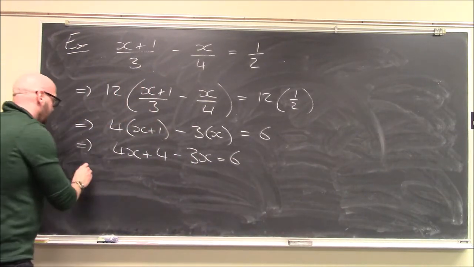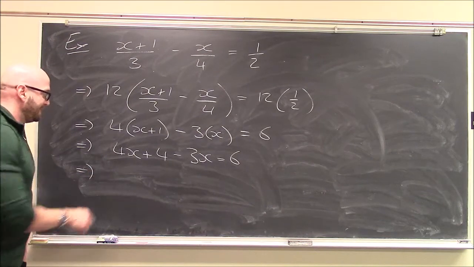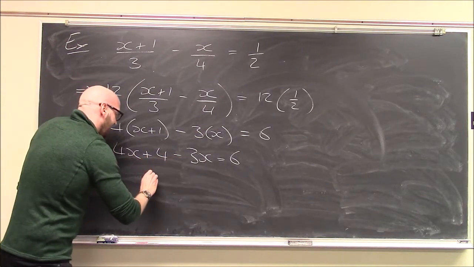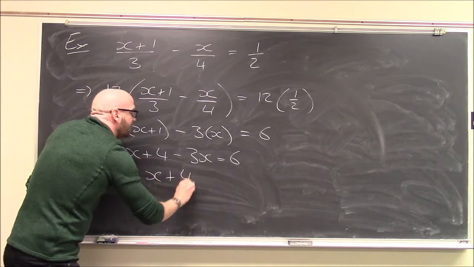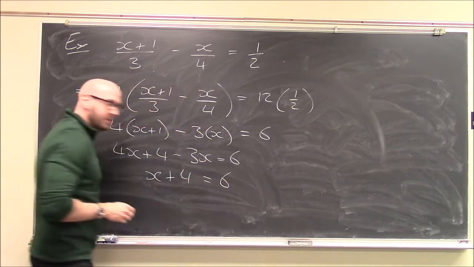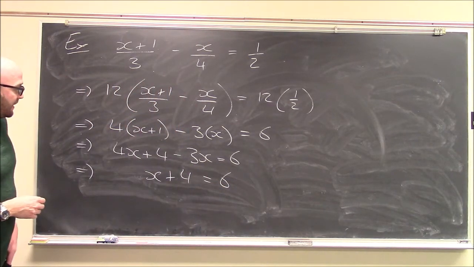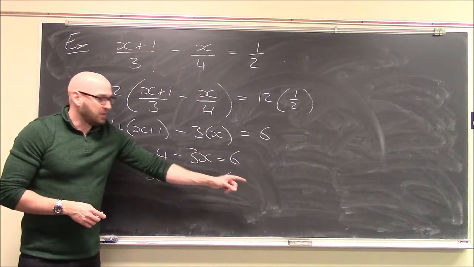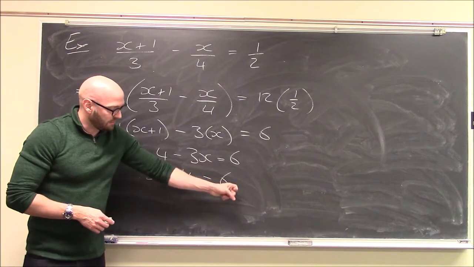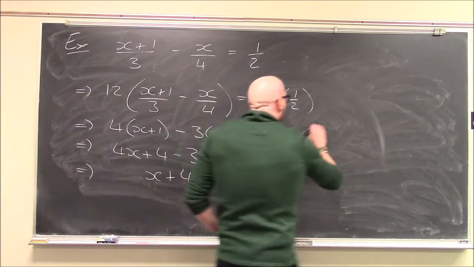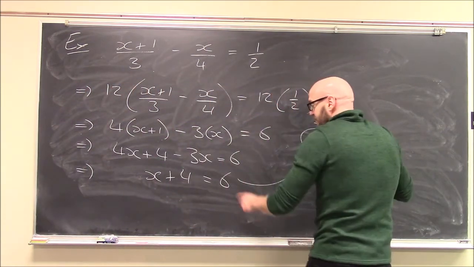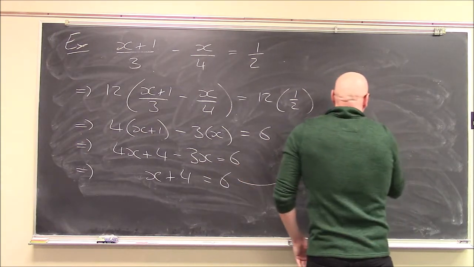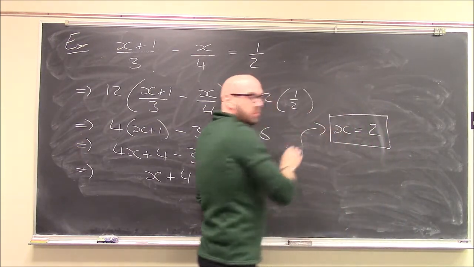Probably want to group all the x's together now. In fact, I definitely want to. So 4x minus 3x is just x. That's x plus 4 equals 6. And the only thing I need to do now is isolate x. The way I isolate x is I subtract 4 from both sides. So this 4 comes to the other side as a minus 4. And we're looking at x is equal to 6 minus 4, which is x equals 2.